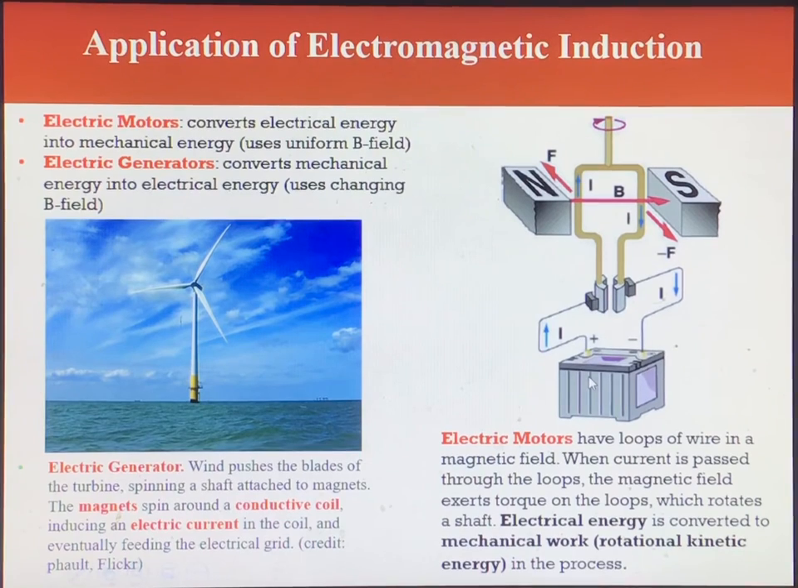Basically, the way this works is that you have a power supply. This is my battery, this is my positive, this is my negative here. The current is going to go through this loop. Notice that the current on the left side of the loop is pointing up, while the current on the right side is pointing down. This loop is placed in the presence of a uniform magnetic field, and this is the north and this is the south.